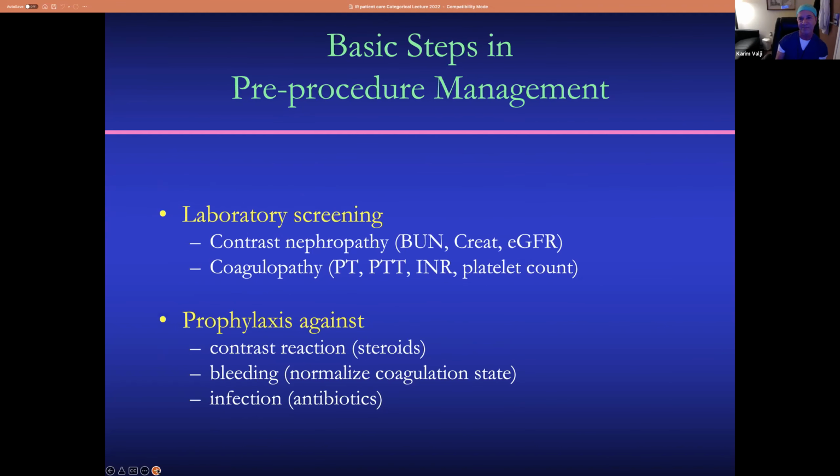So what's the next step? We've figured out sedation, we've got consent from the patient. Now we're going to have to figure out pre-procedure issues. There are two things you've got to do: lab screening, and do we need to give any drugs beforehand? And the drugs might be for contrast reaction, for issues of bleeding or infection.